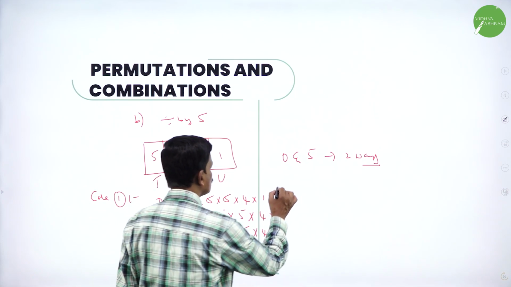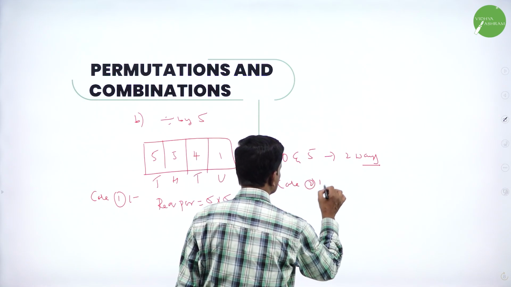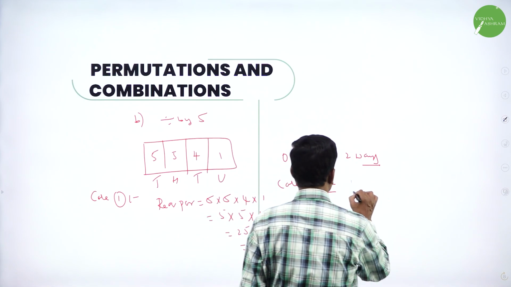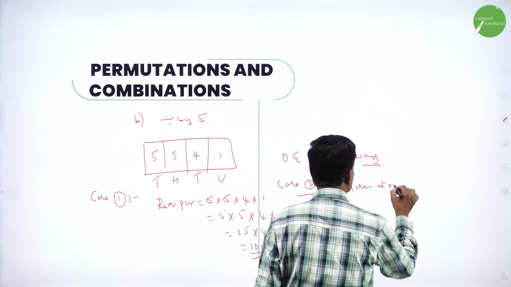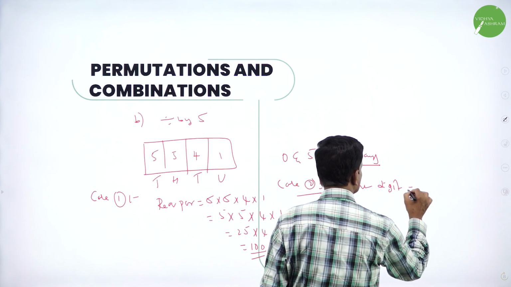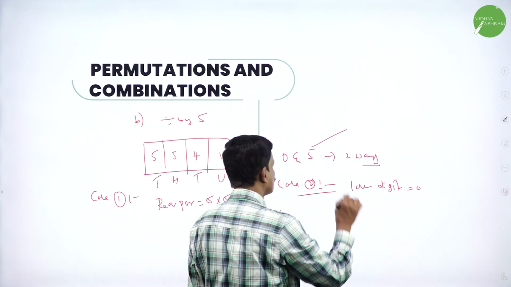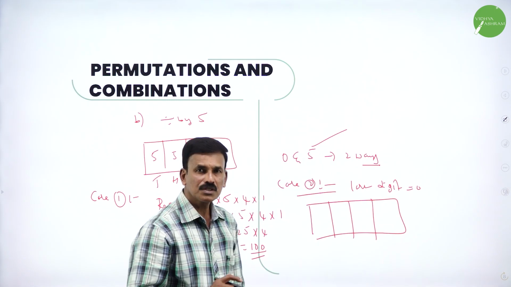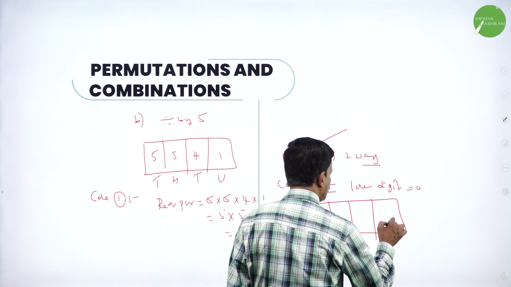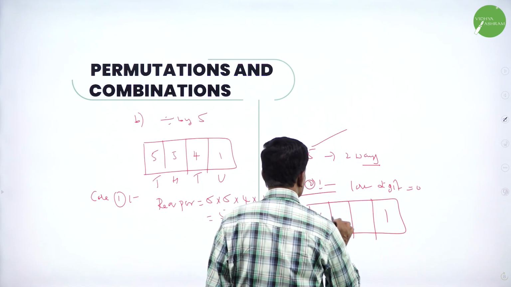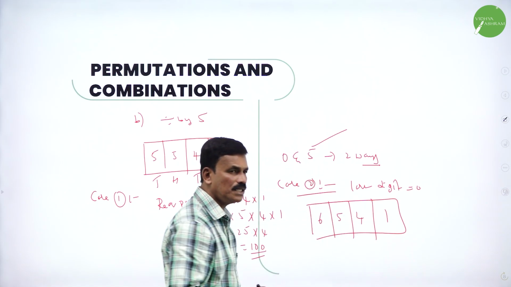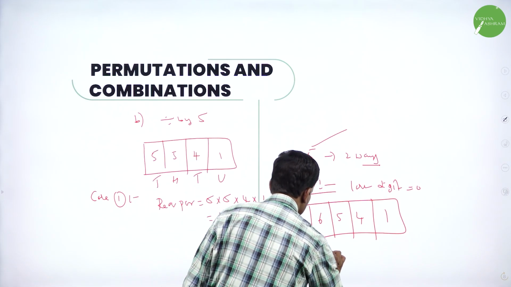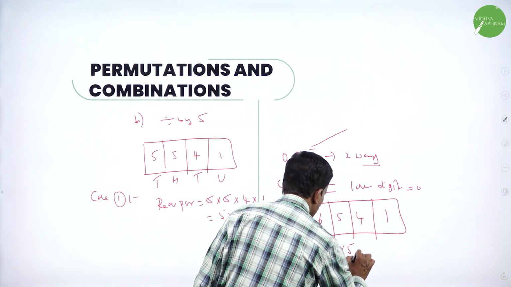Now come to case 2. In case 2, if the last digit is 0, so that means here the unit digit can be filled in 1 way and the remaining places can be filled by 6, 5 and 4. So therefore, the required permutation is 6 into 5 into 4 into 1.